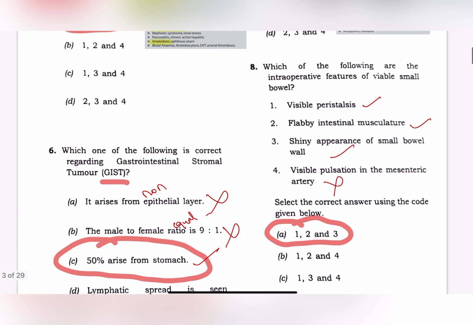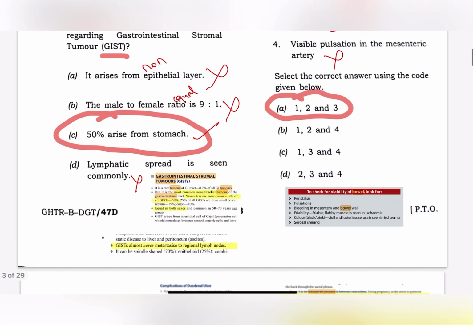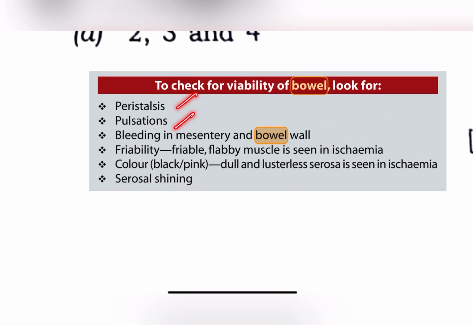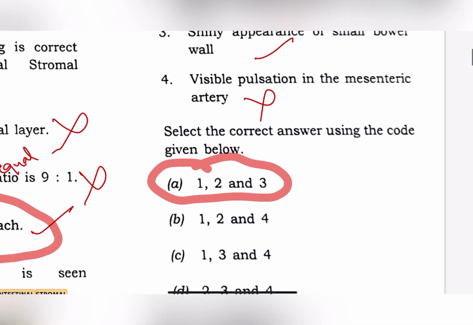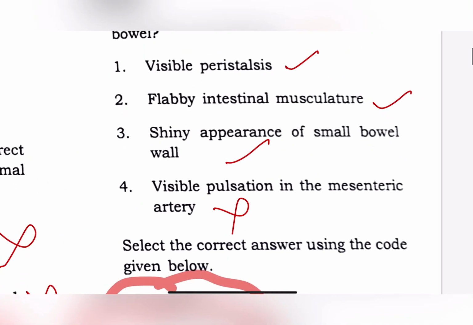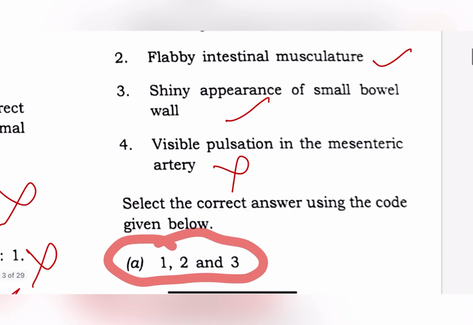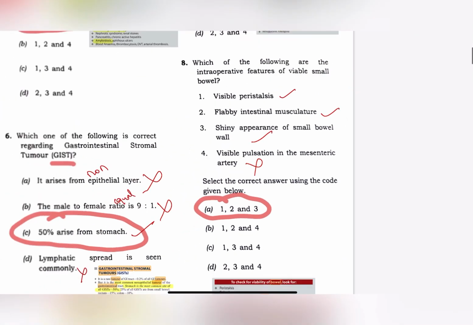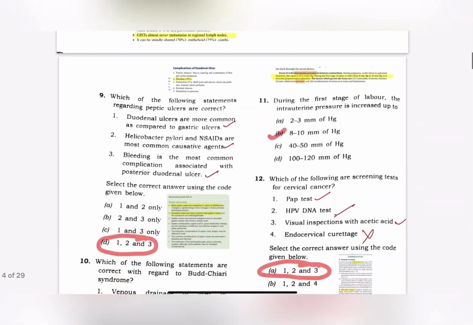In the 8th question, which of the following are intraoperative features of viable small bowel? So these are the viability of bowel. We check peristalsis, pulsation, bleeding in mesentery and bowel wall, friability and color and serosal shining. So here in the options we have visible peristalsis, that's right. Flabby, true. Shiny, true. Visible pulsation in the mesenteric artery, no. In the mesenteric artery there is bleeding. We won't find pulsation there. So the answer for this is 1, 2 and 3.